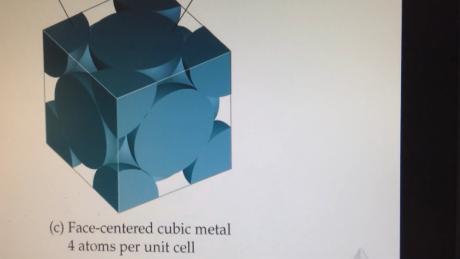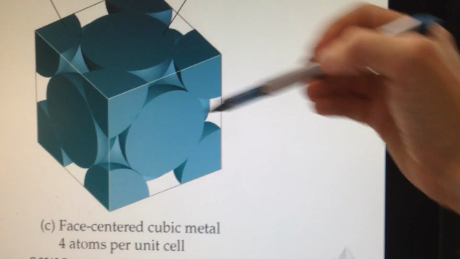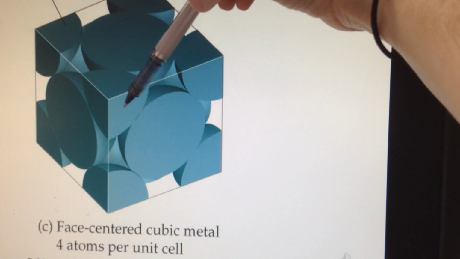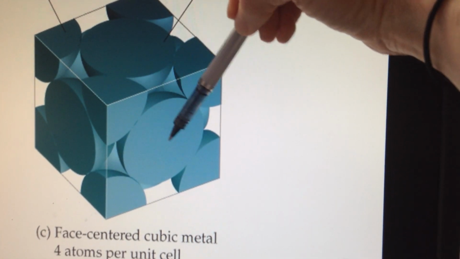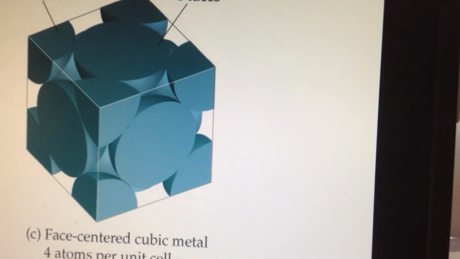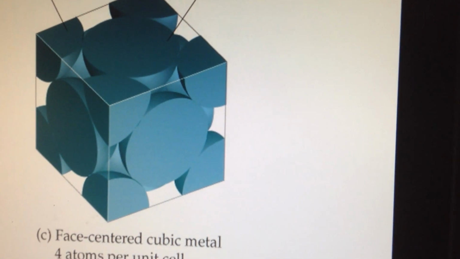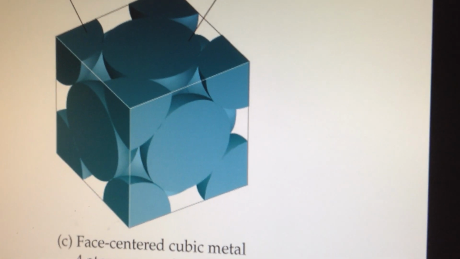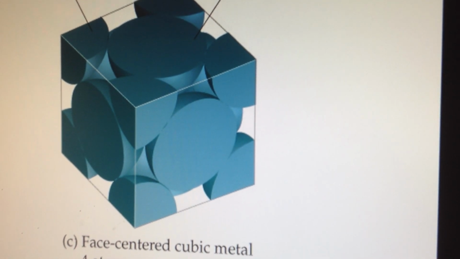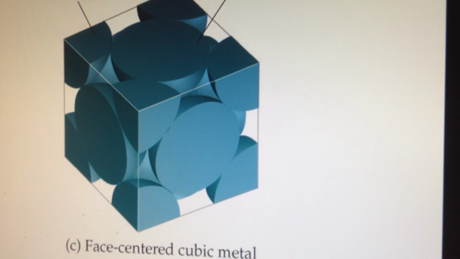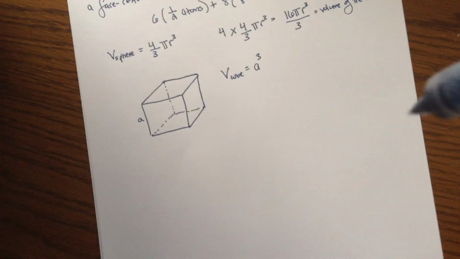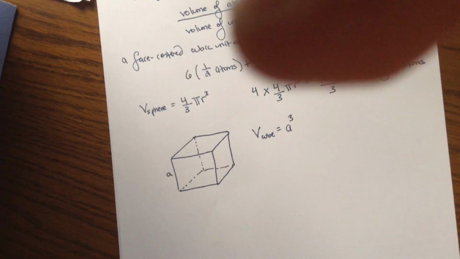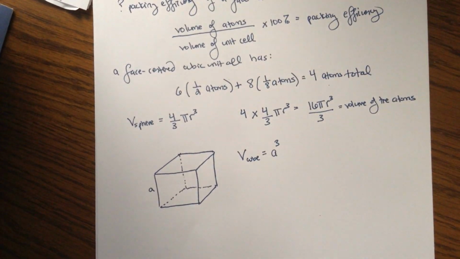I'm so sorry, you guys, because I'm holding it with my hand in this case. What you'll see here is that we could draw a line right on the face of this cube, and that line would be passing through atoms, right along the radius of those atoms. So we could start by using that line and see if we can come up with an expression now for A in terms of R. All right, so that's where we're going.